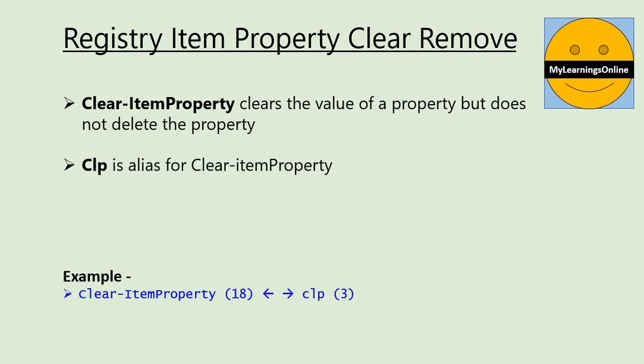CLP is an alias for this command. Command has 18 characters but its alias has only 3 characters. We can easily guess the benefit of using alias.